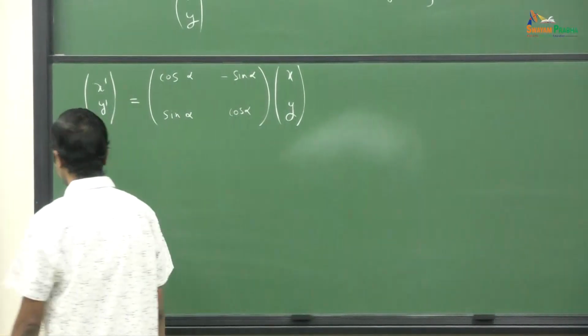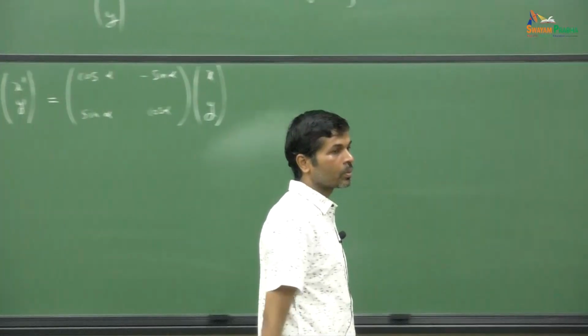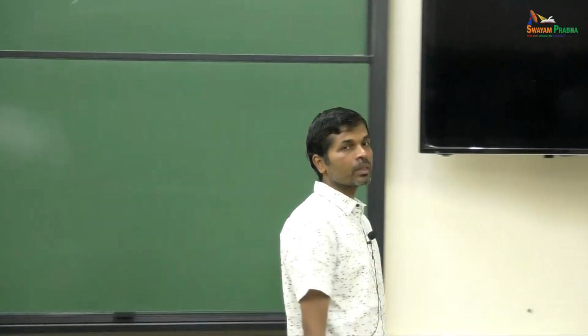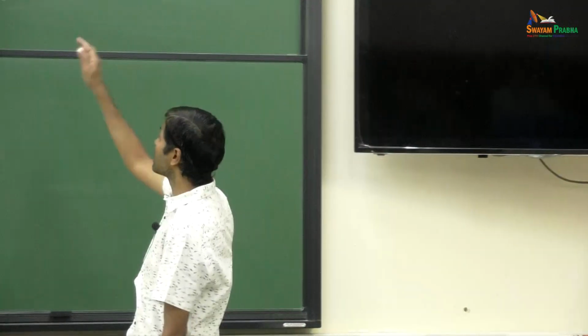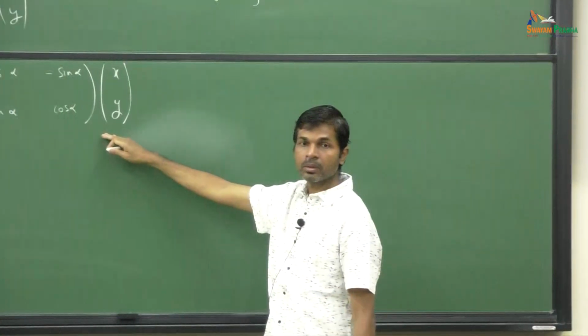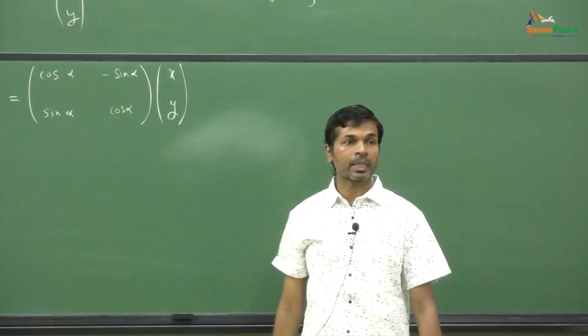Now it is a simple exercise. You can show yourself. You consider any vector on a plane. Here we have derived it for the position vector. That will also tell you how the unit vectors are related among each other.